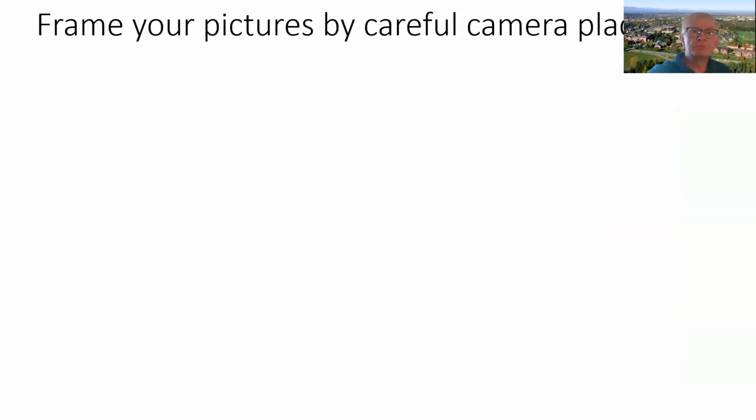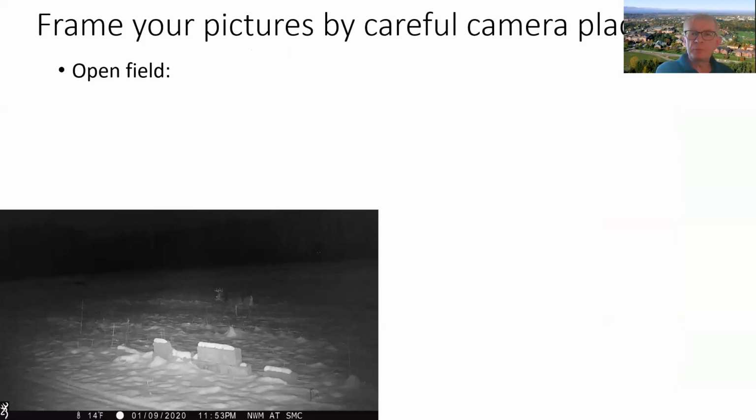All right. What else have I got? Try to frame your pictures. Here is a picture in an open field, and you may or may not be able to see this. It depends on your screen. So right off the bat, you can see that there is a deer up front. It's got antlers. What else could it be, right?